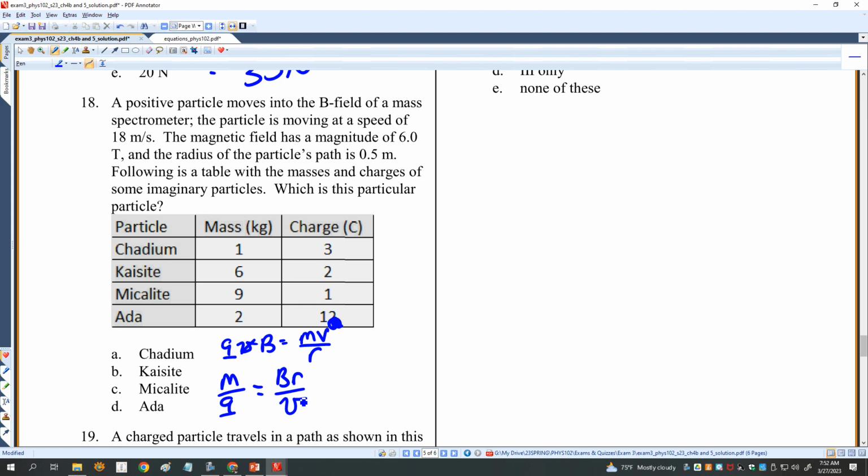So that mass to charge ratio is the magnetic field, which is 6, times the radius, which is 0.5, divided by the speed, which is 18. So that's 3 over 18, or 1 over 6. So I'm looking for something with a 1 to 6 mass to charge ratio. That's a 1 to 3, that's a 3 to 1, that's a 9 to 1. Oh, here we go. So eta is this unknown particle.